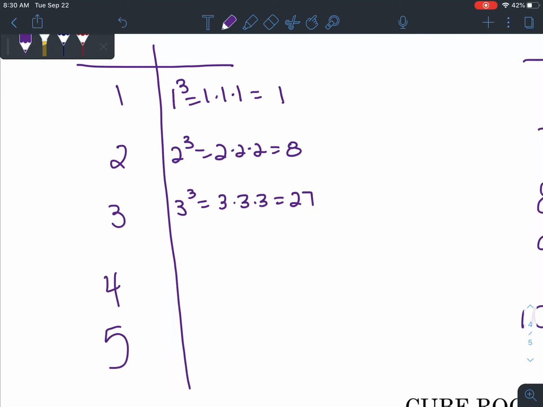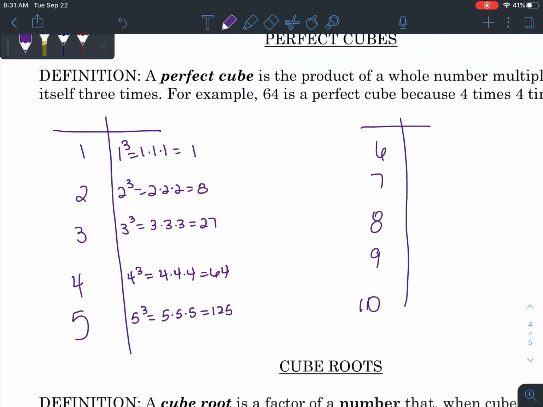I think you got the hang of this. Why don't you pause the video and go through it on your own. When you're ready, unpause it, and we'll go through it together. Okay, this is 4 cubed, which is 64. 5 cubed, which is 5 times 5 times 5, which is 125. Keep that going.